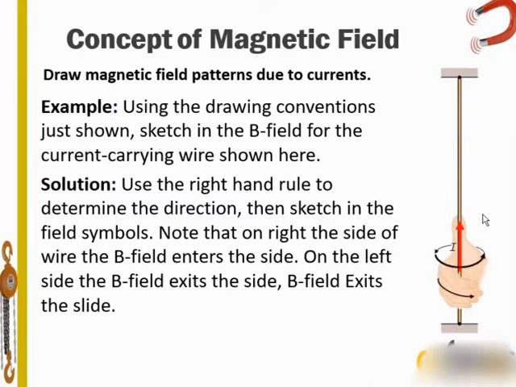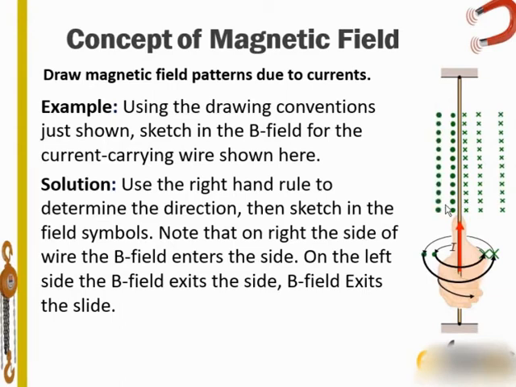Now, note that on the right side of the wire, the B field lines enter the side of the wire. According to the right-hand rule, if you curl your fingers around that wire, then you can see the direction of the magnetic field. So the magnetic field is actually going into the paper on the right-hand side of the paper, and it's coming out of the paper, exiting on the left-hand side.